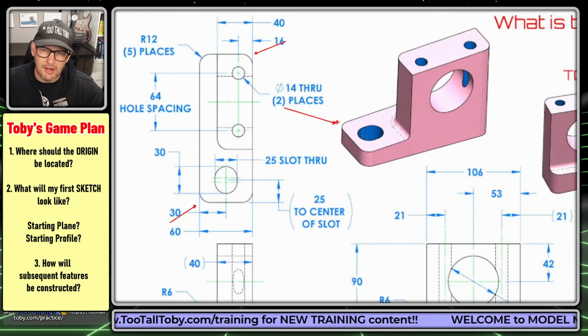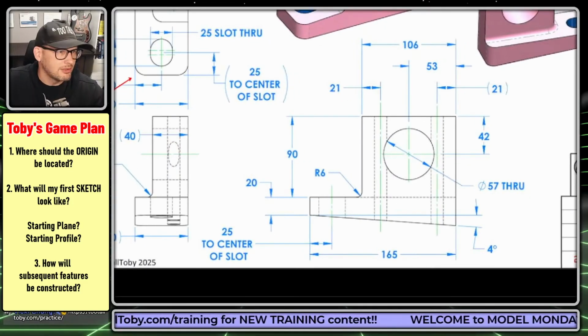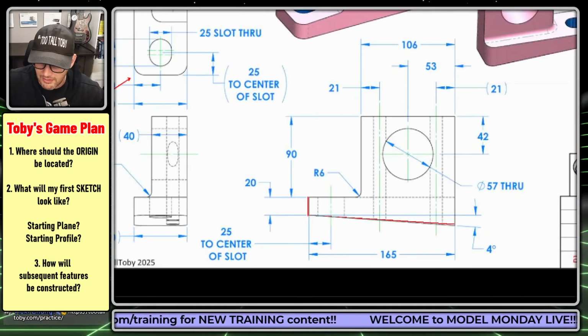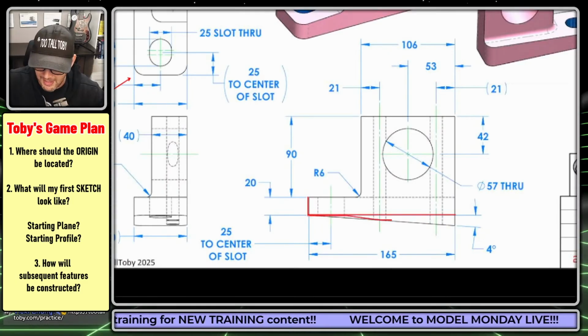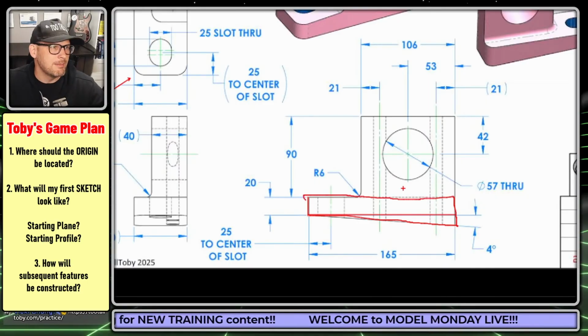And so once you decide on where the origin is going to be, the next thing you want to decide is how your sketches are going to be constructed for this model. So I think that for me, what I'm going to do is create a sketch that looks a little something like this. Whoops, kind of coming down at an angle here at 4 degrees. I think I'll probably create a sketch like that, and that'll be my first sketch.